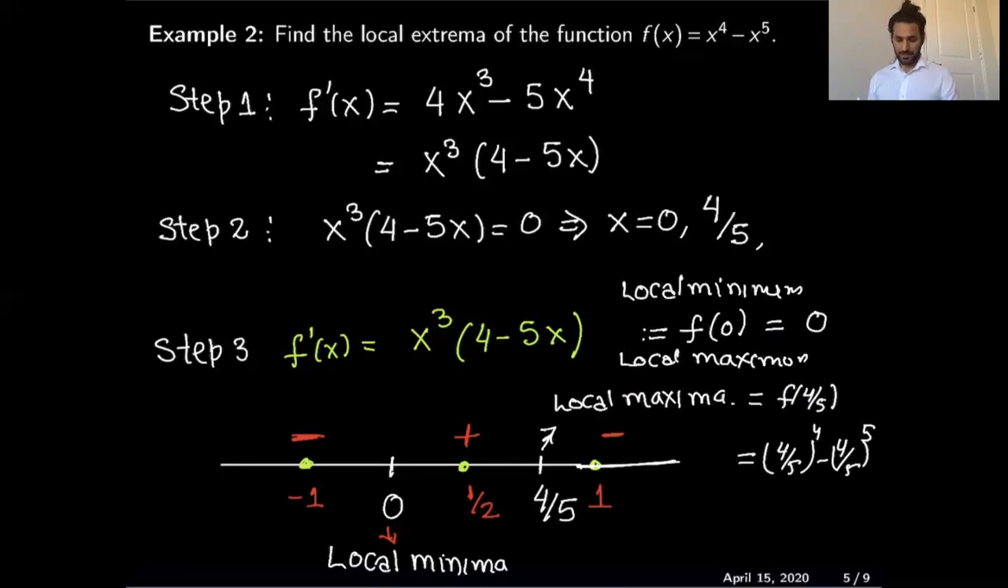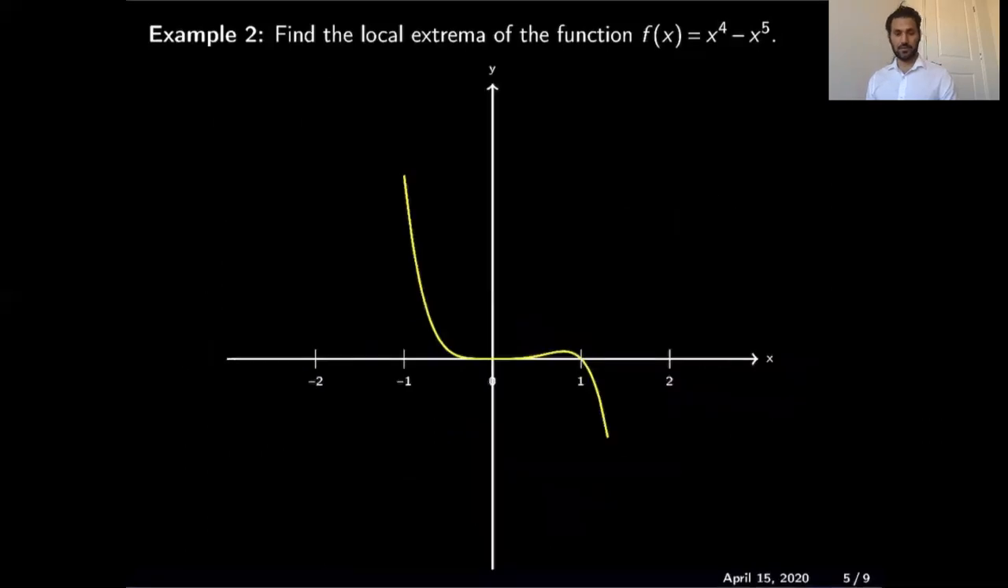Okay, so we can also verify the answer by plotting the graph of the function. You can see this is my local minimum value, and that's my local maximum value of the function.